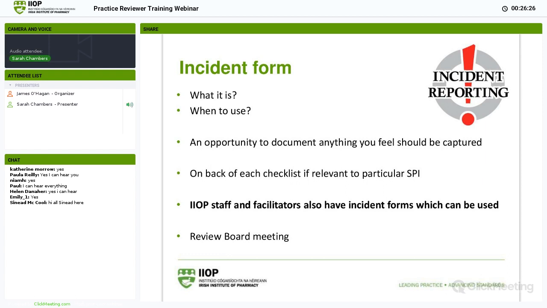Also, what we have found is often maybe depending on the SPI station in particular, or maybe just depending on the pharmacist, pharmacists may ask you to leave early. So of course, that's absolutely no problem, but it would be important that we do document that. So that will be a good thing to document on the back of your SPI checklist.